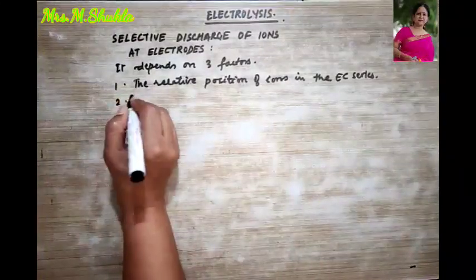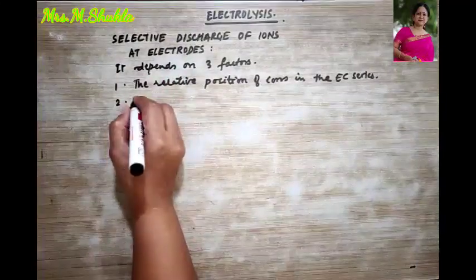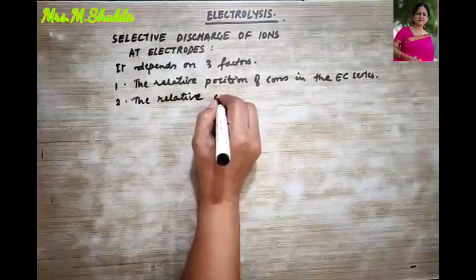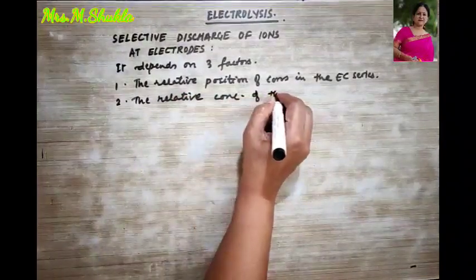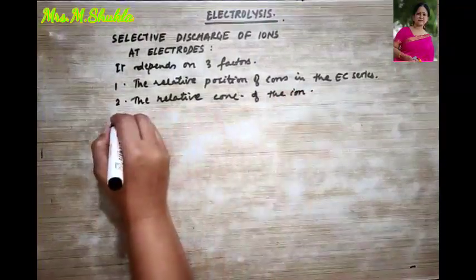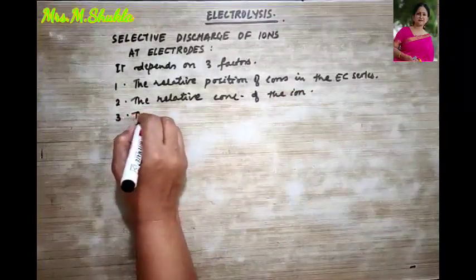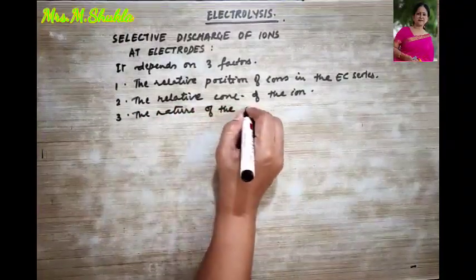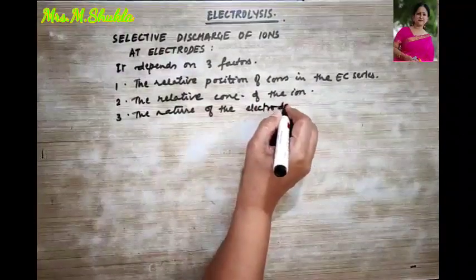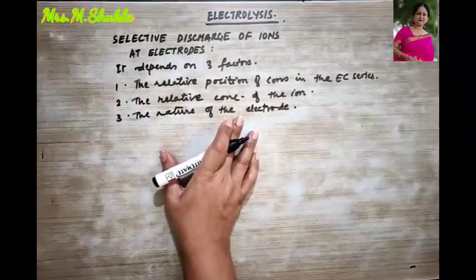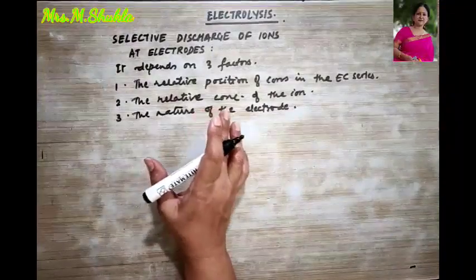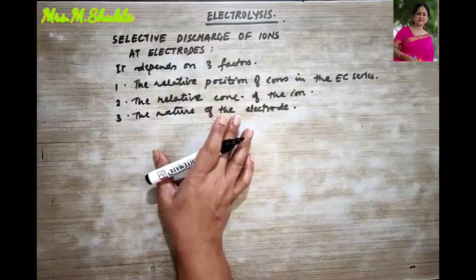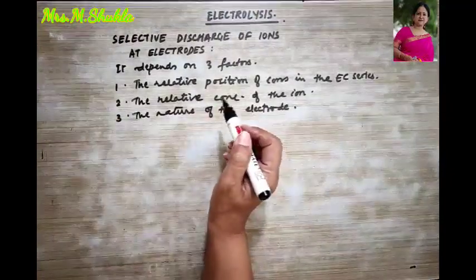The second point is the relative concentration of the ion, and thirdly, the nature of the electrode. Clear? So these are the three points on which the selective discharge of ions at electrodes takes place. Let us go one by one and understand these factors.